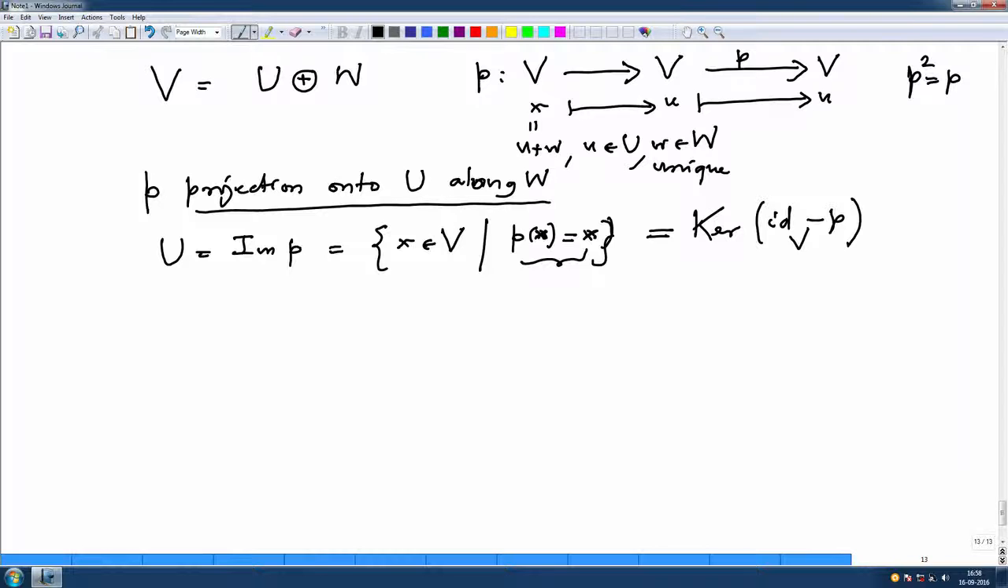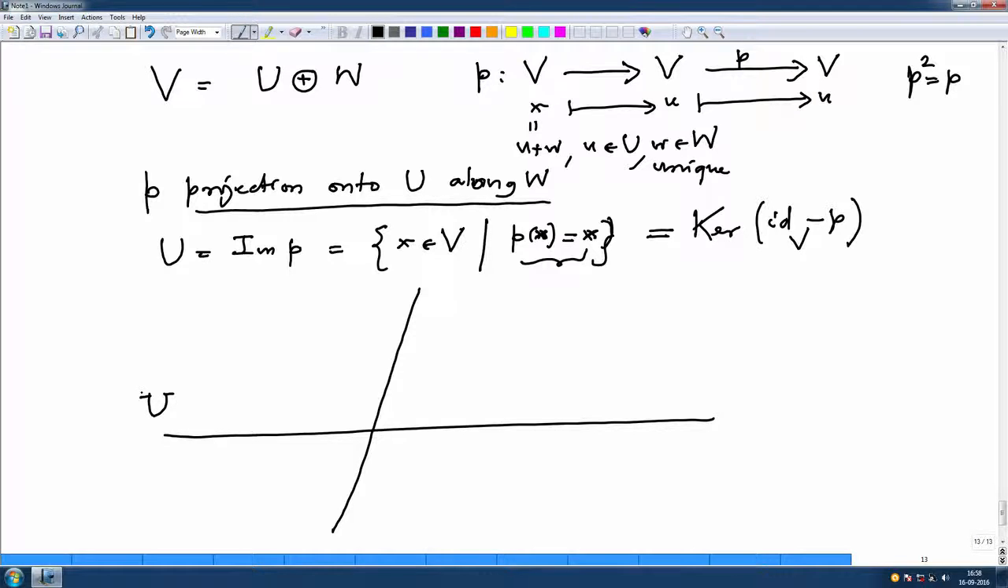So, how does one draw a picture? This is my U, and this is my W. Also note, W is the kernel of P. If x is only in W, then it goes to 0 because it has no U component, and expressions are unique, that is very important. So, being a direct sum is very important. We cannot do this for an arbitrary sum.